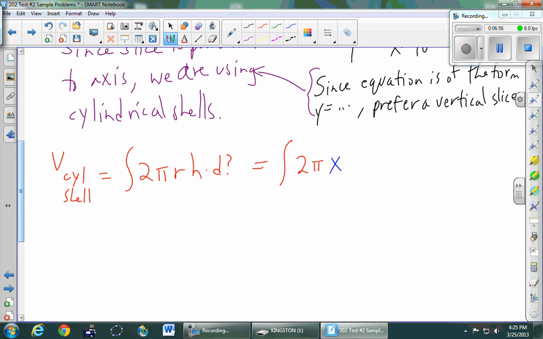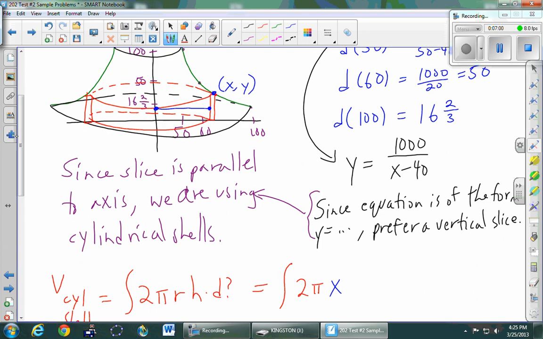And now we want the height of that shell. So let's go back up here and talk about the height. The height is in red. I'm going to highlight it in yellow. This thing right here is the height. What's a good name for that height? Is it x or is it y? Well, it's y. So it's perfectly legitimate to just put y right down here instead of the height.